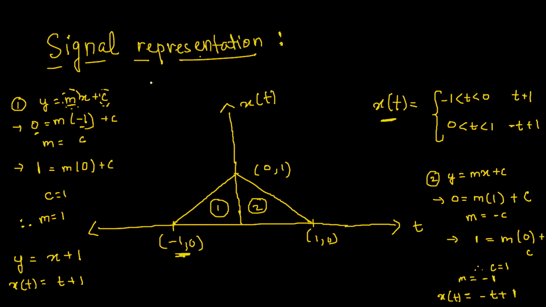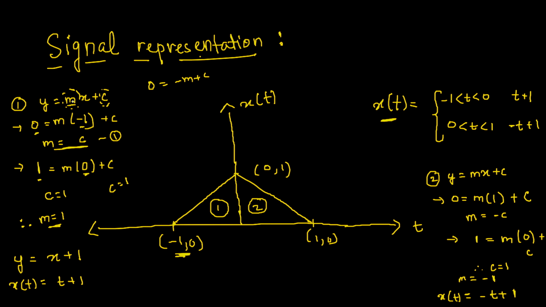So we have 0 is equal to minus m plus c. So I get m is equal to c. So this is my first equation. And the second equation is that at x is equal to 0, I get y is equal to 1. So I get c is equal to 1. And since I know that m is equal to c, I know that m is also 1.